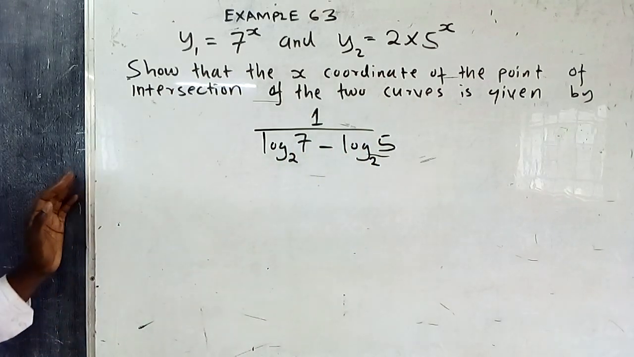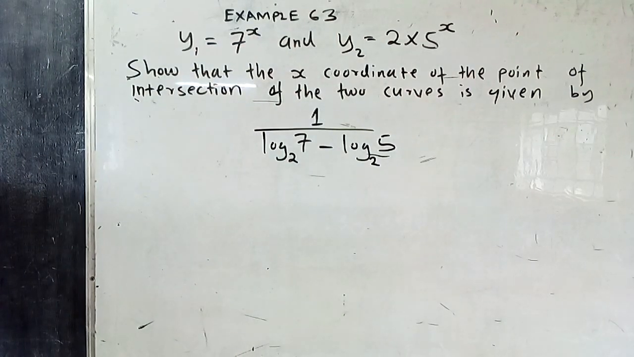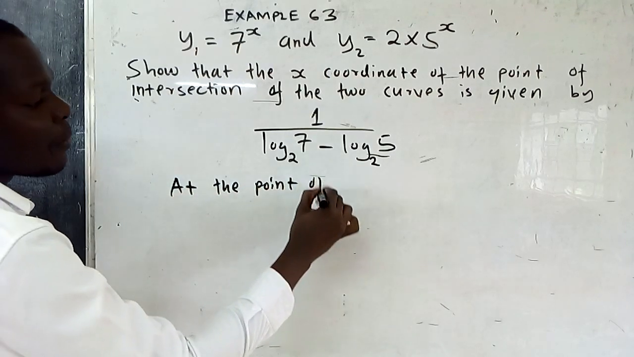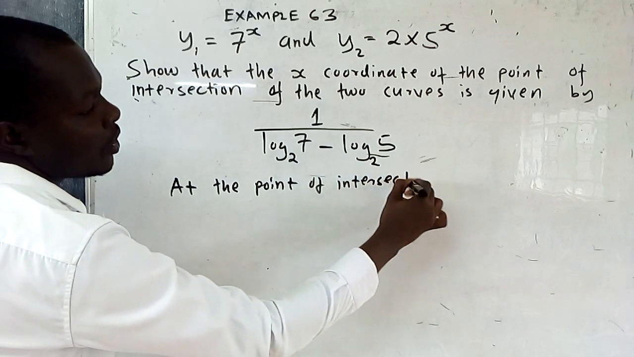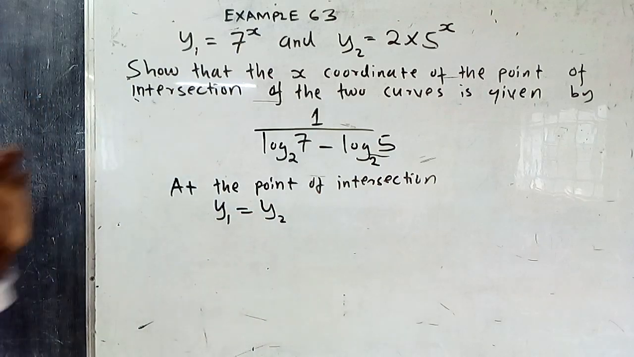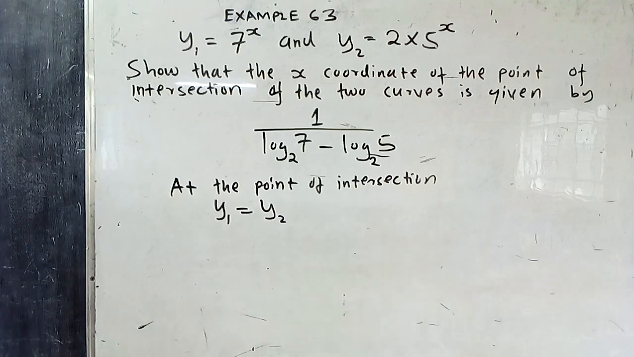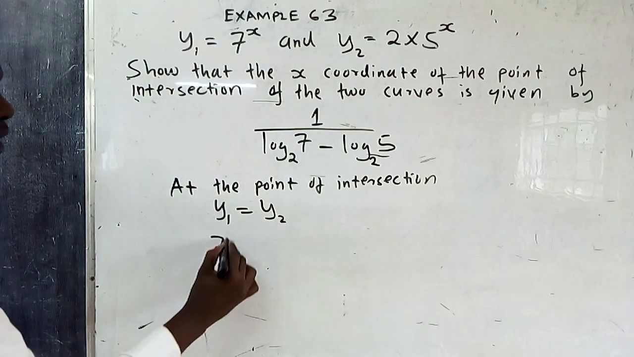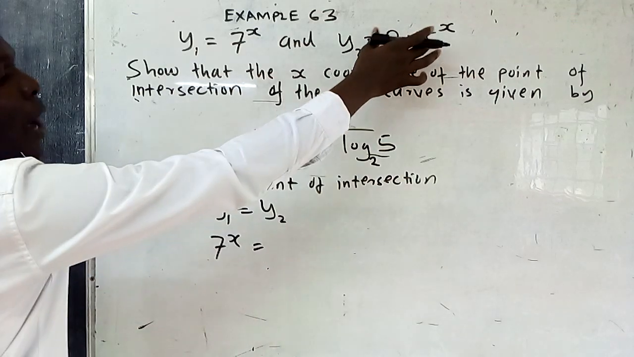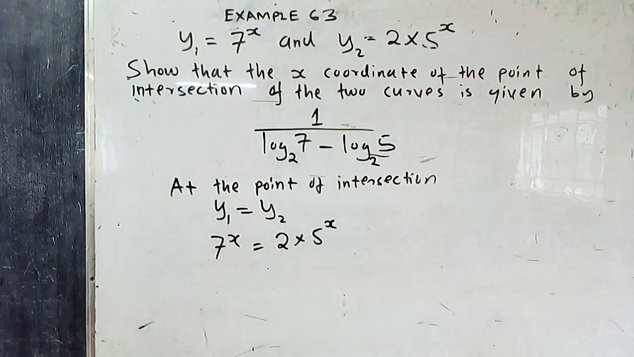So the first thing you need to know: at the point of intersection, the two curves are equal. So at the point of intersection, the first curve is equal to the second curve. That means they are sharing that same point, meaning they are equal at that point. So y1, which is 7 raised to power x, is equal to y2, which is 2 times 5 raised to power x.